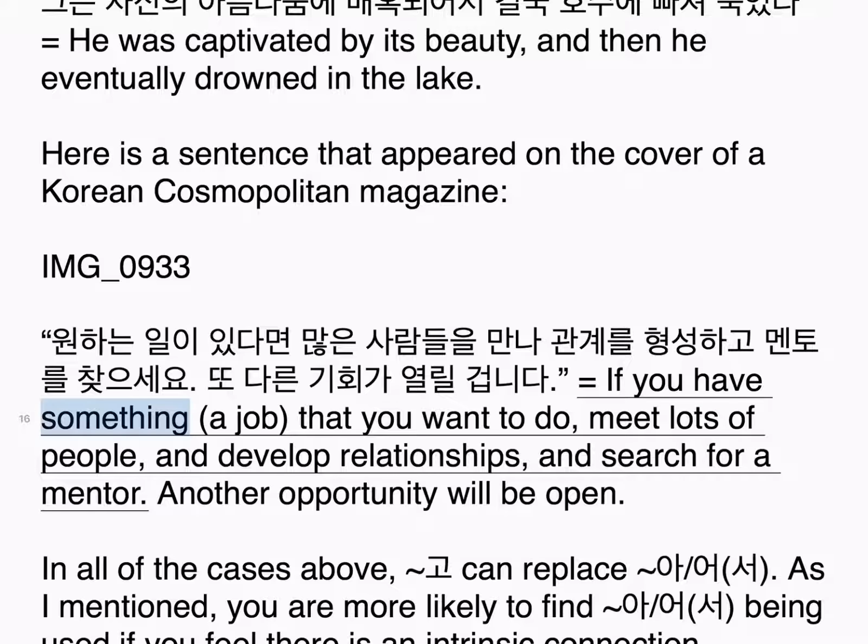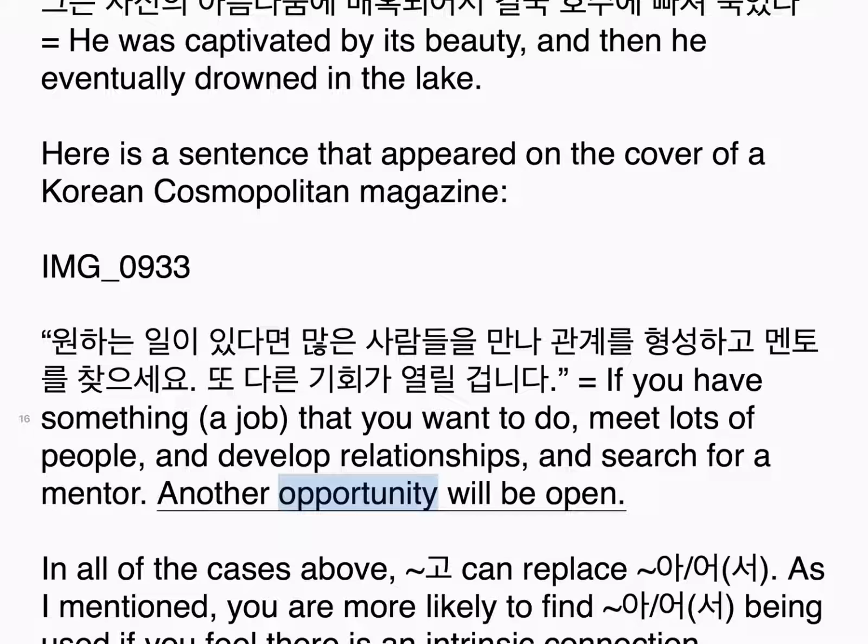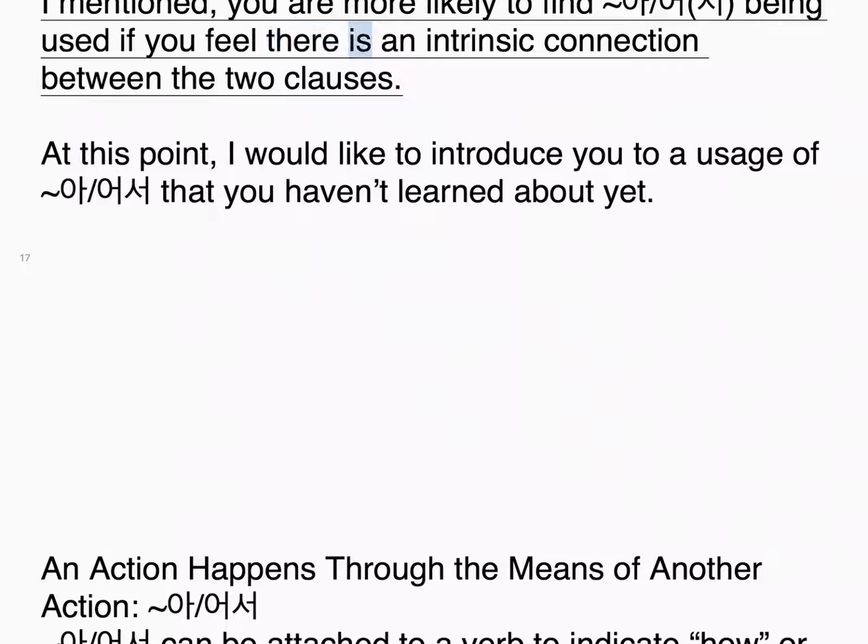If you have something, a job, that you want to do, meet lots of people, develop relationships, and search for a mentor, and another opportunity will open up. In all of the cases above, 고 can replace 어서. As I mentioned, you are more likely to find 어서 being used if you feel there is an intrinsic connection between the two clauses.